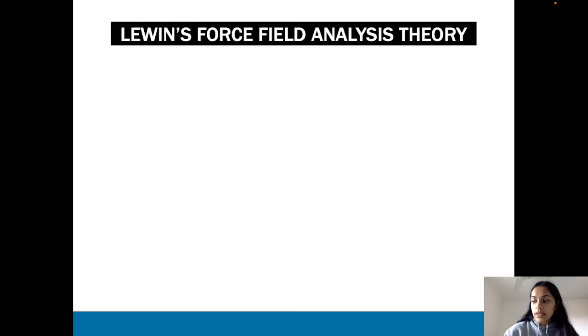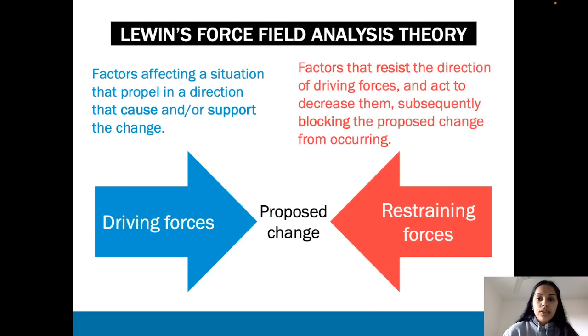Okay, Lewin's force field analysis theory. So looking at this, we have our driving and our restraining forces. Driving forces are all of the factors affecting a situation that are really propelling it in a direction that is causing or supporting the change. Whereas our restraining forces are the factors that are resisting the change, resisting the direction of driving forces and acting to decrease them, subsequently blocking the proposed change from occurring.